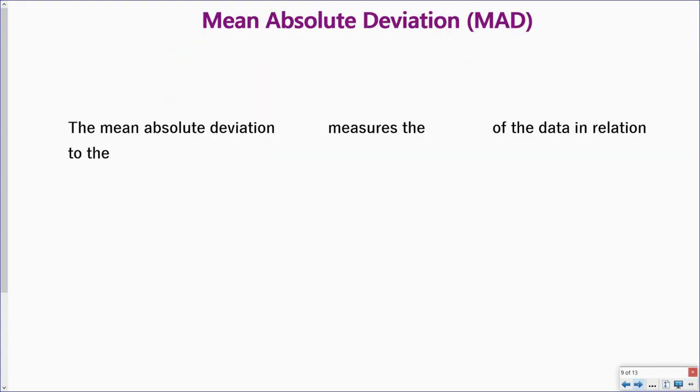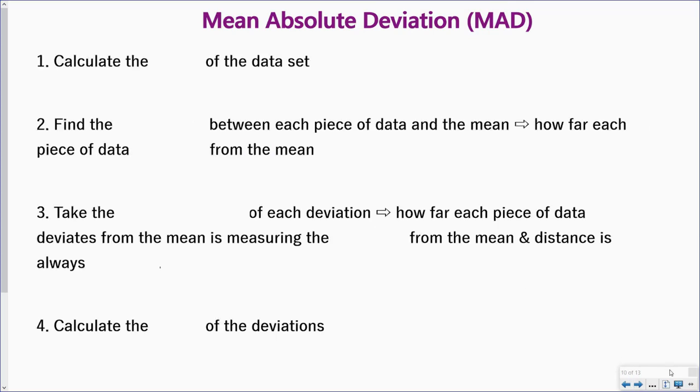Now, let's take a look at the mean absolute deviation. The mean absolute deviation, or the MAD for short, measures the spread of the data in relation to the mean. So the interquartile range was in relationship to the median. Mean absolute deviation measures in relationship to the mean.